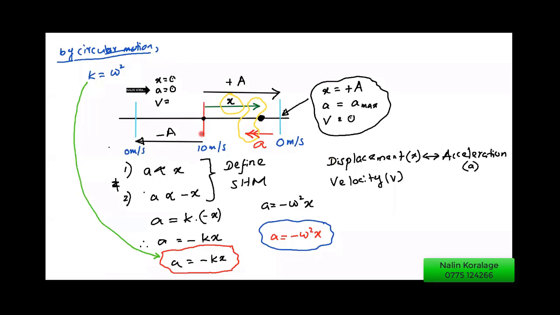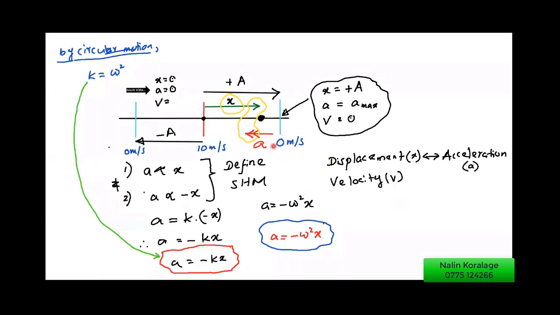Now at the mid position, that is, the fixed position, the particle is about to shift its journey to the other side. When the particle is going to move to this side, from this fixed position to this extreme, the velocity varies from 10 meters per second to 0 meters per second. So from 10 to 0, what is happening to the velocity?